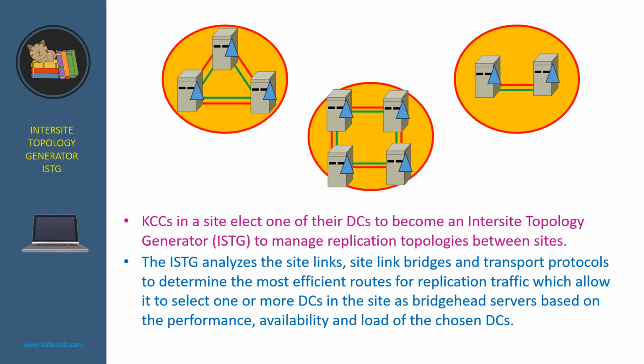KCCs in a site elect one of their DCs to become an Intersite topology generator, or ISTG, to manage replication topologies between sites. The ISTG analyzes the site bridges and transport protocols to determine the most efficient routes for replication traffic, which allows it to select one or more DCs in the site as bridgehead servers based on the performance, availability, and load of the chosen DCs.